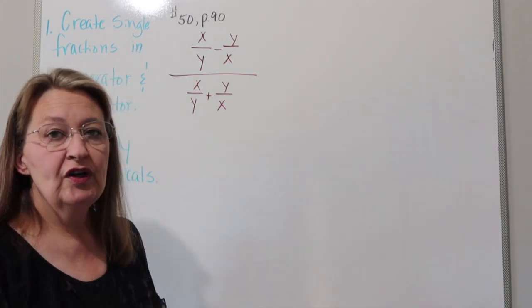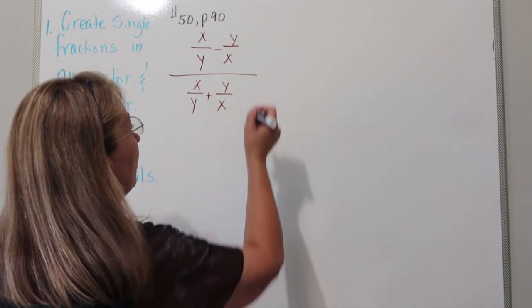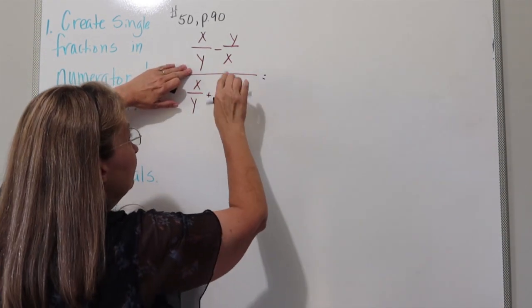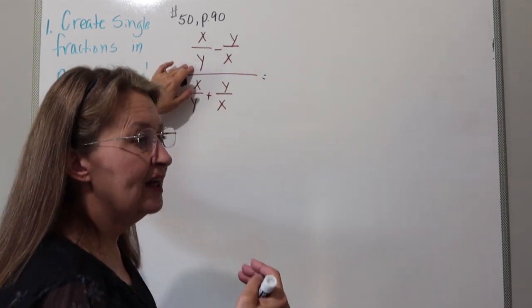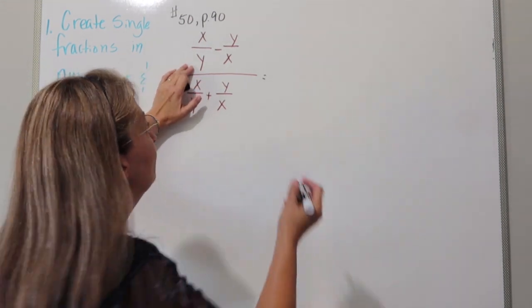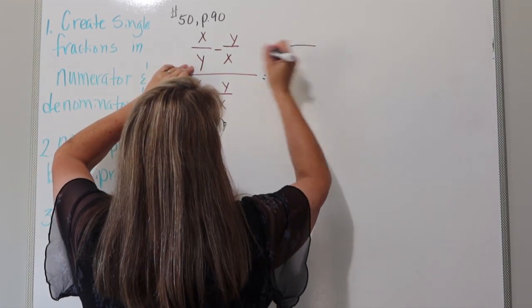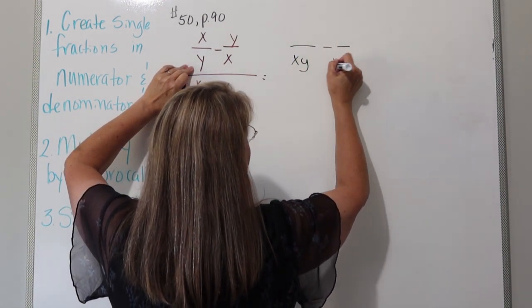What do you need when you get ready to add and subtract fractions? You need a common denominator. All right, now this one's easy. I don't have to factor because it's a single term in each one. What is going to be the common multiple between x and y? xy. So I'm going to rewrite my denominator as xy minus xy.